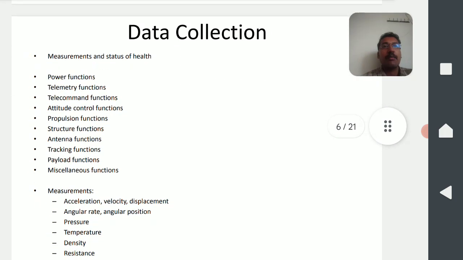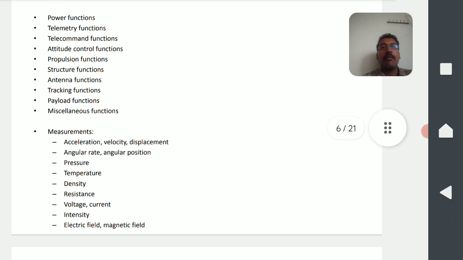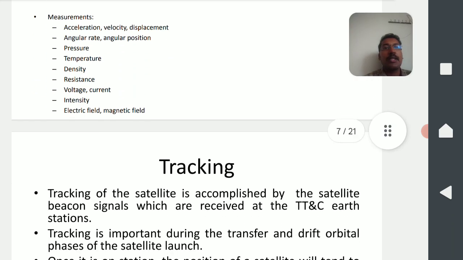The data collection process is done by the various measurements, and the status of health is received from power functions, telemetry, telecommand, attitude control, propulsion, structure, antenna tracking, payload and miscellaneous functions. The measurements are of acceleration of the satellite, velocity, displacement, angular rate, angular position, pressure, temperature, density, resistance, voltage, current, intensity, electric field and magnetic field from the satellite, which are measured by the telemetry process.